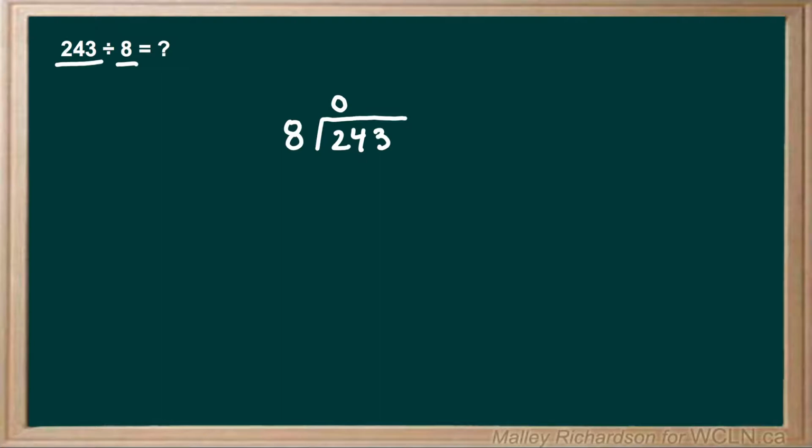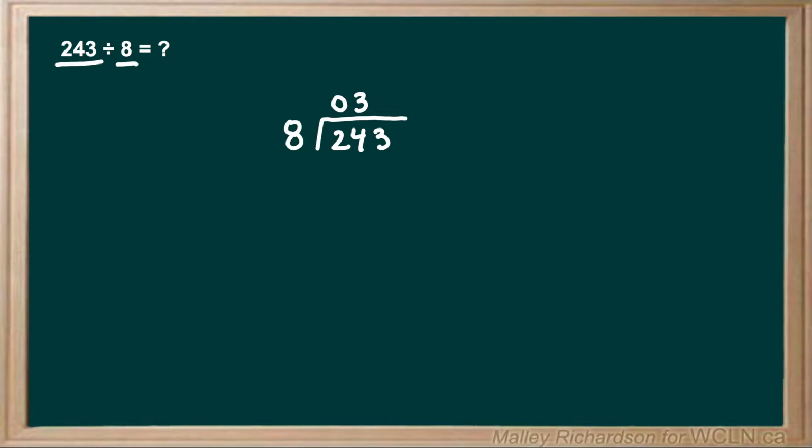So because 8 can't go into 2, we have to move on to the next two digits of our dividend, which is 24. So we ask ourselves, how many times does 8 go into 24? Well, 8 can go into 24 evenly 3 times. So therefore, we place our 3 on top of our 4 in our dividend. As we can see, our 3 and our 4 are both lined up in the tens position.